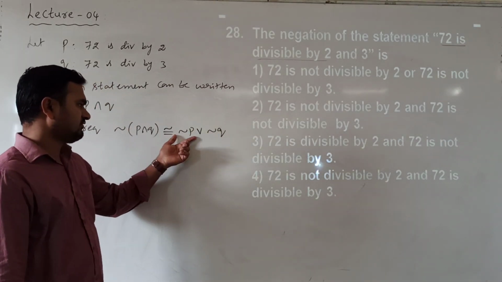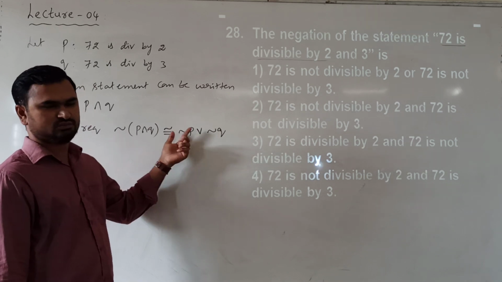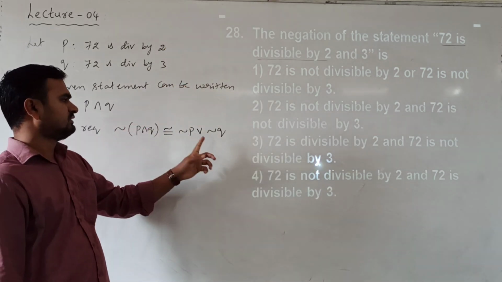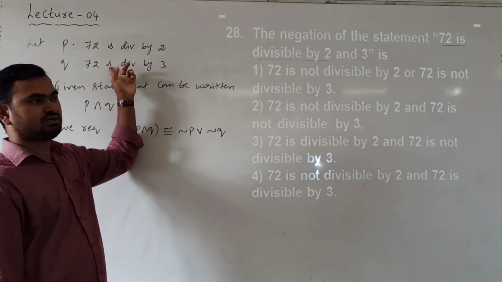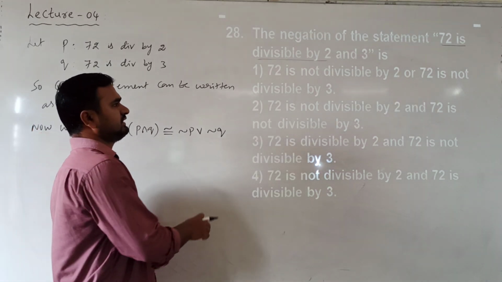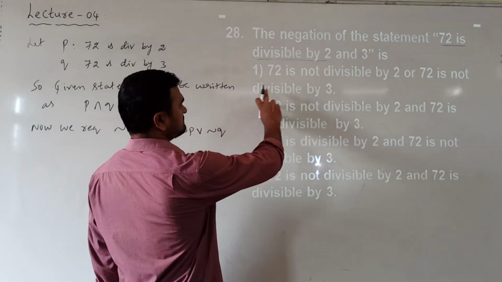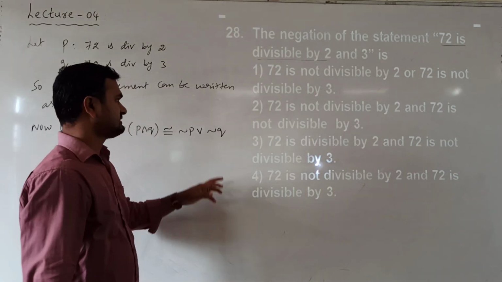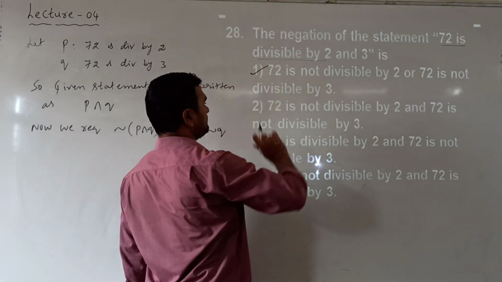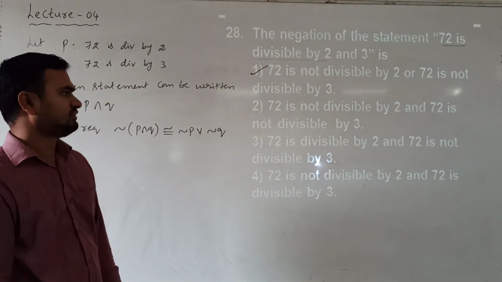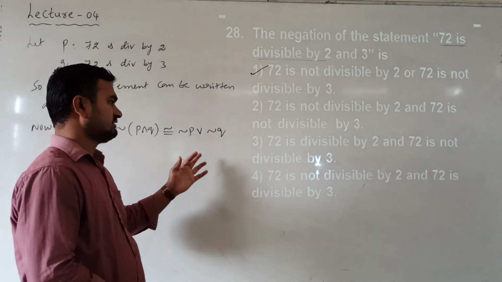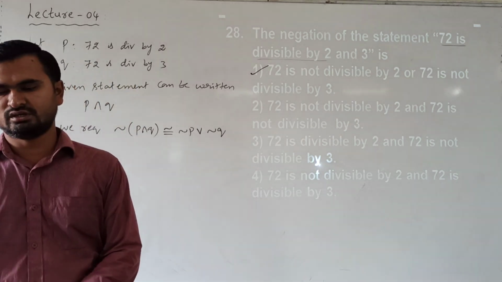So what is the meaning of negation P, negation Q? Negation P means 72 is not divisible by 2. Negation Q is 72 is not divisible by 3. Now for these two we have to take OR operation. So how can I think? 72 is not divisible by 2 or 72 is not divisible by 3. So you can take first option will be correct. Okay, negation P or negation Q. So first option is correct.